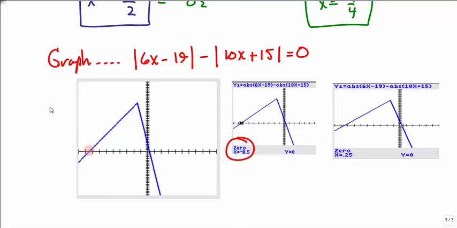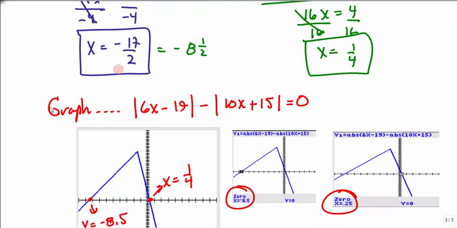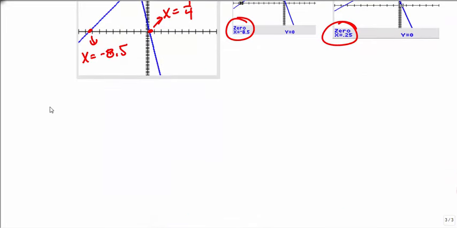Here's my 0 at negative 8.5. So this is the solution, the root, the 0, negative 8.5. And this is the solution, or root, or 0, of x equal 1/4. Now in my math lab, they'll want the fractional form. They don't want the mixed number. They want the fraction, negative 17 halves and 1/4. They don't want the decimals either. So these are some examples of solving absolute value inequalities, and you can see how important it is to double check your work.